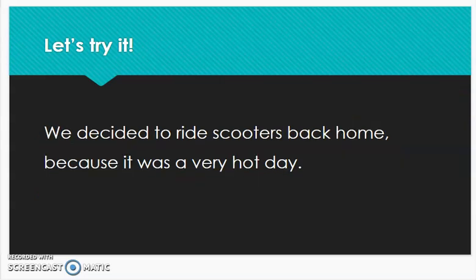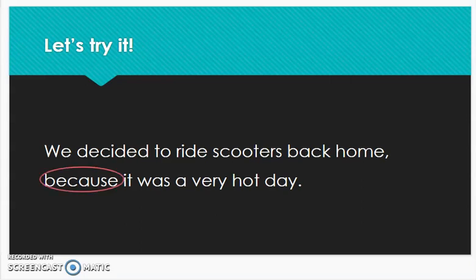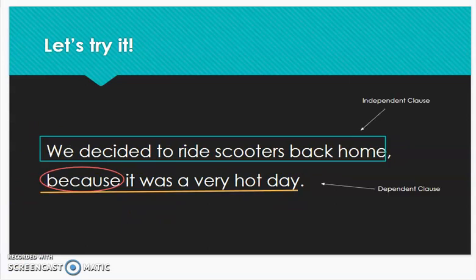Let's try it one more time. We decided to ride scooters back home because it was a very hot day. Rule number one, find the subordinating conjunction, because. What's my dependent clause? It was a very hot day. Well, what happened because it was a very hot day? We decided to ride scooters back home. It should look like this with my dependent clause right here and my independent clause over here. Remember, independent clauses can stand alone. They can be by themselves.